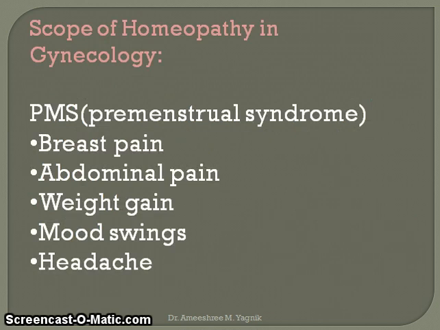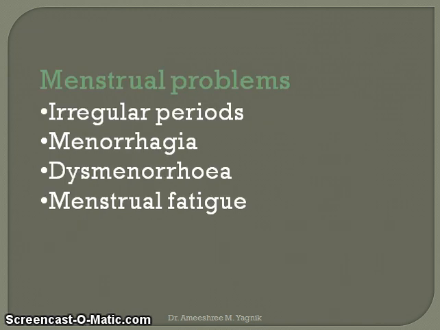Scope of homeopathy in gynecology. First, premenstrual syndrome. This is the most common problem faced by every woman. PMS consists of breast pain, abdominal pain, weight gain, mood swings and headache. Menstrual problems: irregular periods. Then there is menorrhagia. Menorrhagia means excessive menses. Dysmenorrhea. Dysmenorrhea means painful menses. And menstrual fatigue. Menstrual fatigue means exertion during the menses.